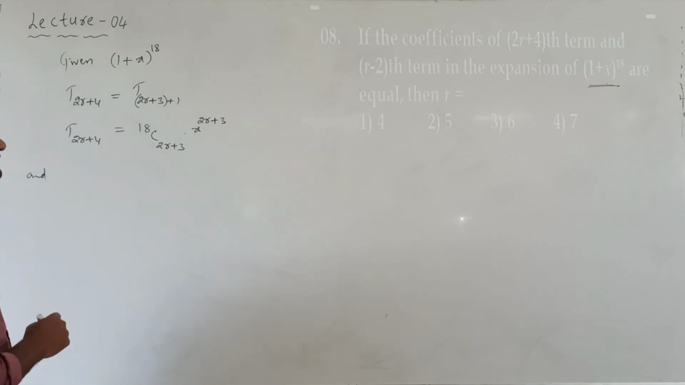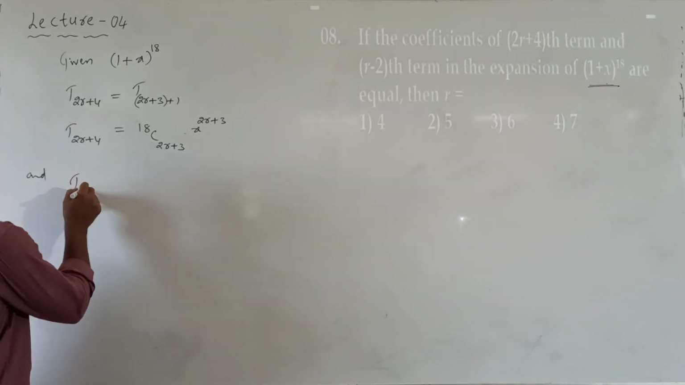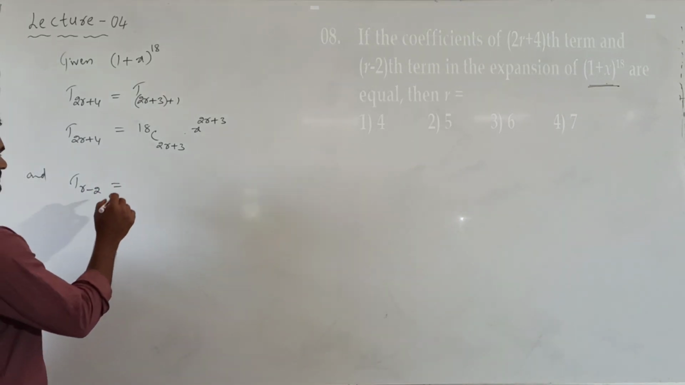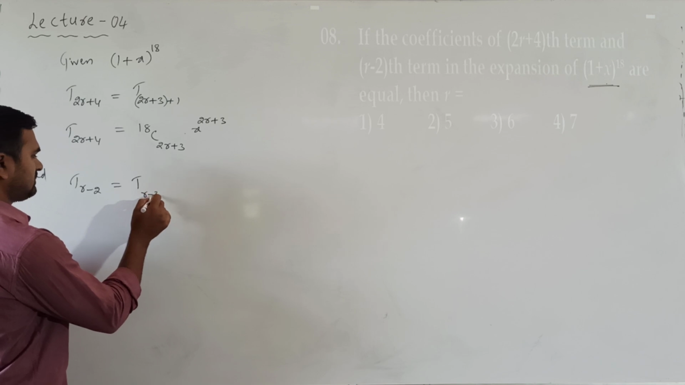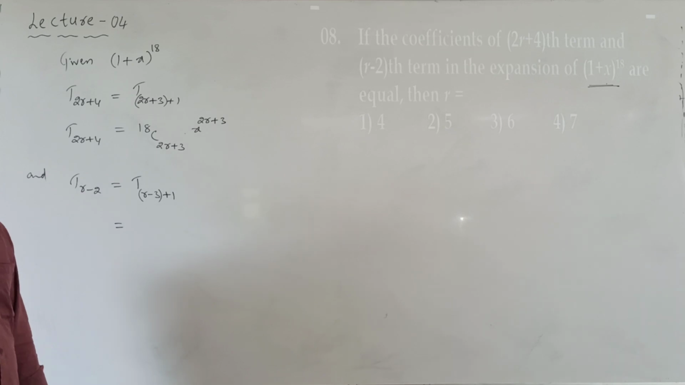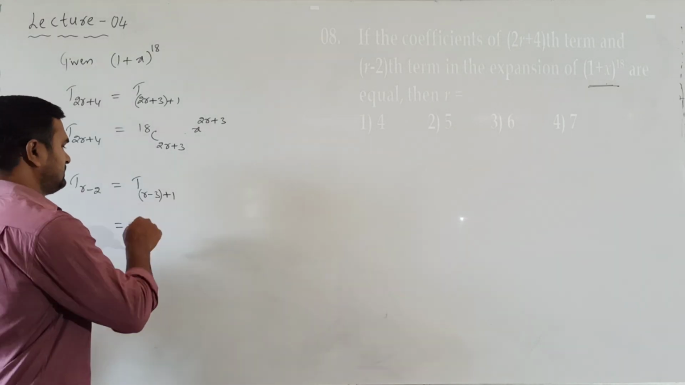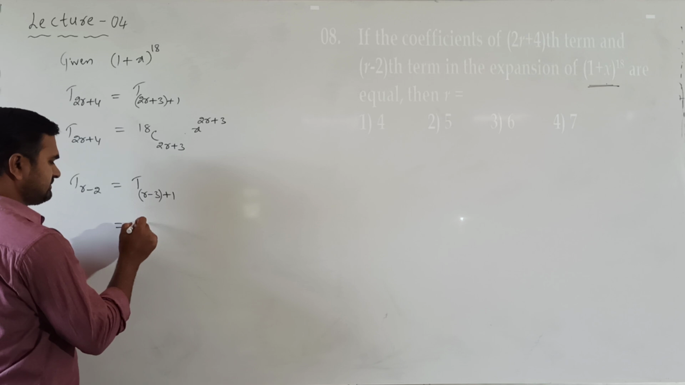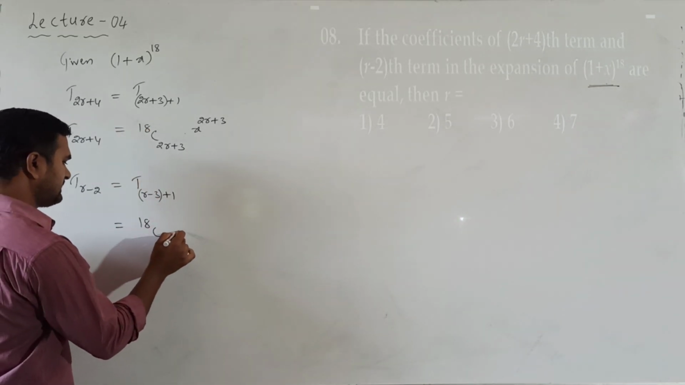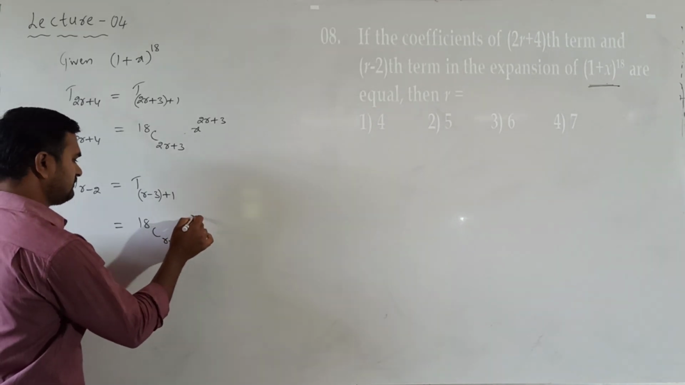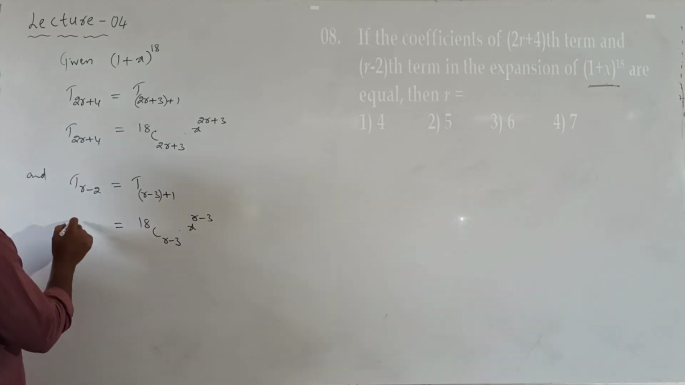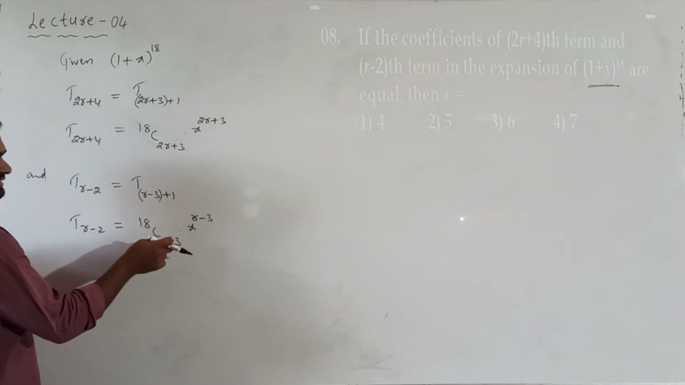And we need one more term, the (r-2)th term. So what can I term? T(r-2). Now we need plus 1, so this can be written as T(r-3+1). So how can I write T(r-3+1)? Again in the same expansion, 18C(r-3) into x to the power of r-3. So these are the two terms, and we find their coefficients.